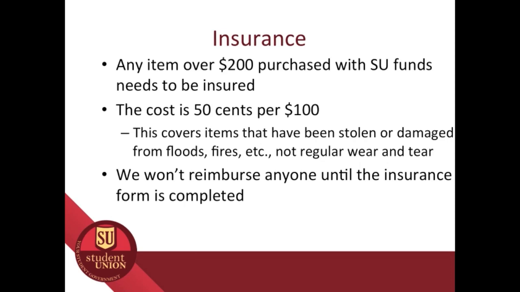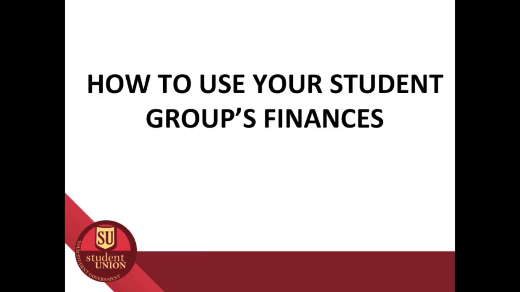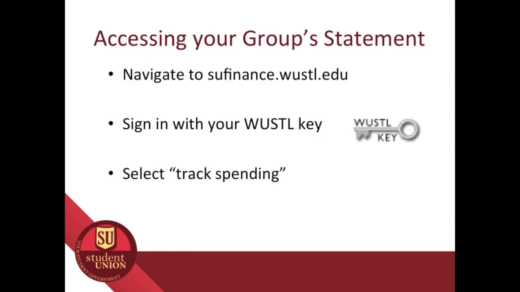The cost for insurance is 50 cents per $100 per year. We charge this from your student group operating budget once a year. Insurance covers items that are stolen or damaged from floods, fires, etc. It does not cover regular wear and tear. In the next section, I will talk about how to submit expense request forms and student union resources that are available to all student groups.